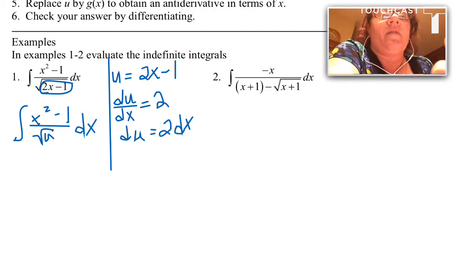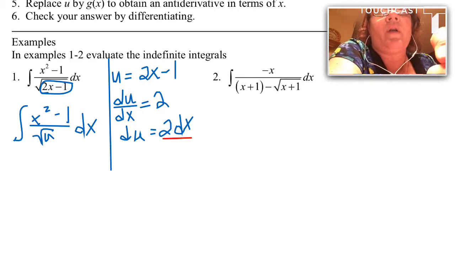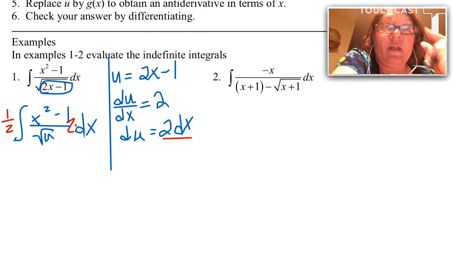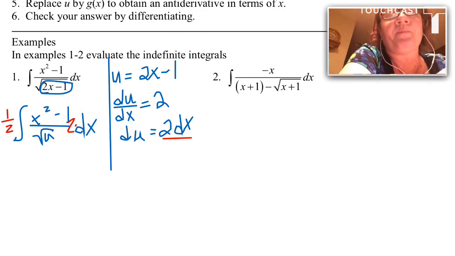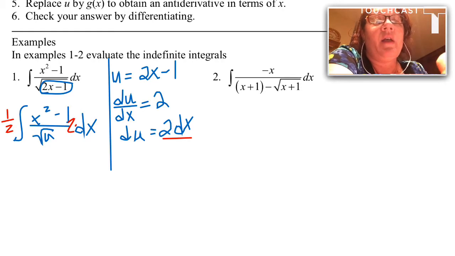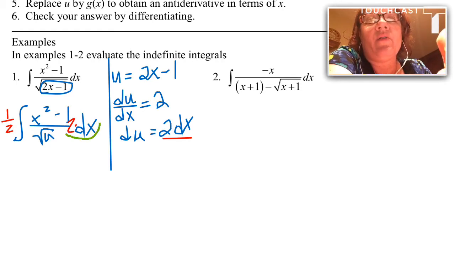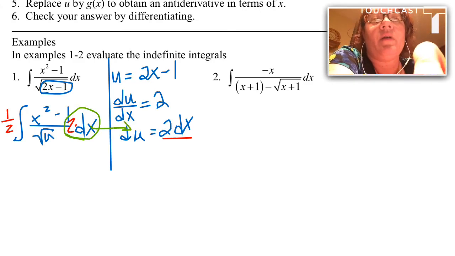And then I'll check to see if I have that quantity. And I say, oh, that's a bummer, I'm going to need a 2. So I'll put a 2 in here, but I'll have to make an accommodation by multiplying by a half in front, because they must total a big fat 1. And so then this entire piece here is now replaced with du.